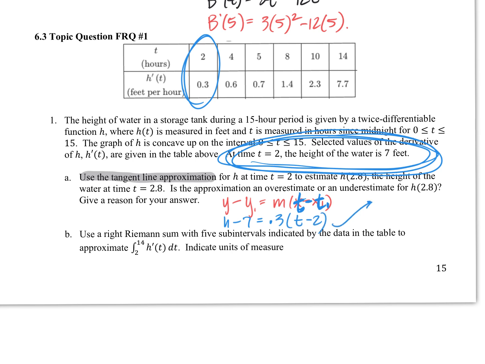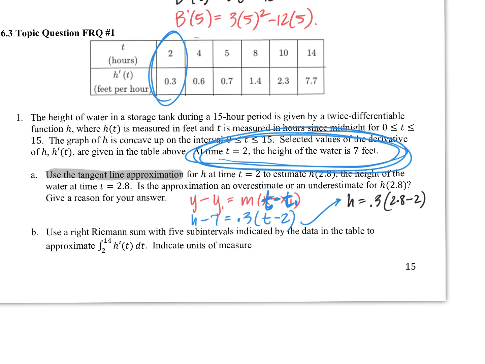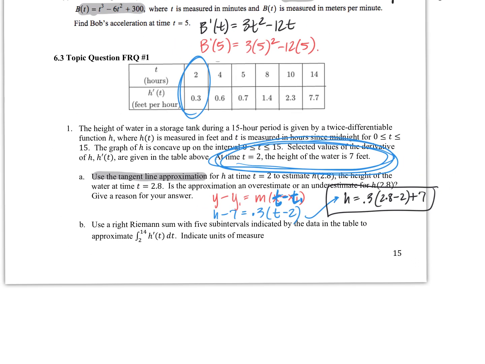The last thing we got to do, just as a reminder, you guys, it says use that to estimate when t is 2.8. That's going to go right here and get h by itself. So we got h equals what? 0.3 times 2.8 minus 2. Plus 7, you're done. If it's concave up, if h is concave up, is my tangent line always going to be an over or an under estimate? Under.